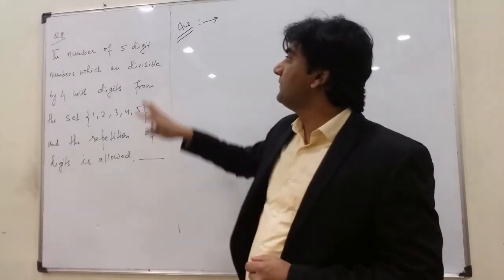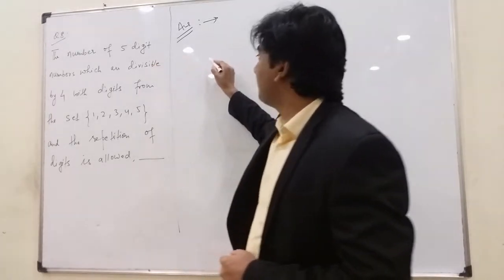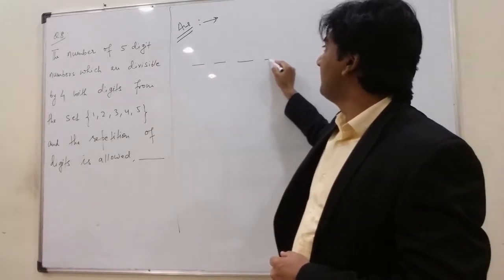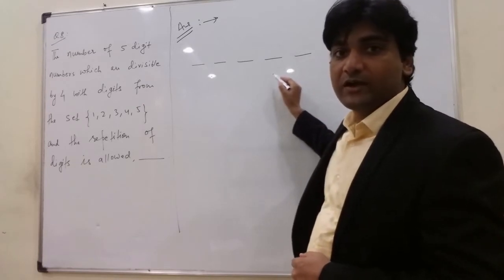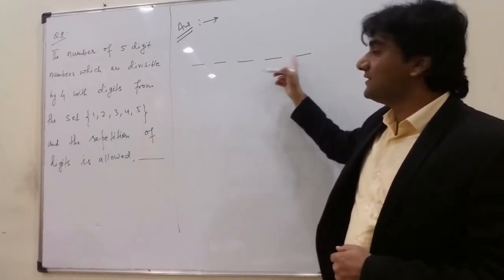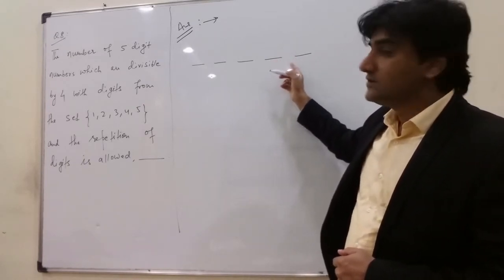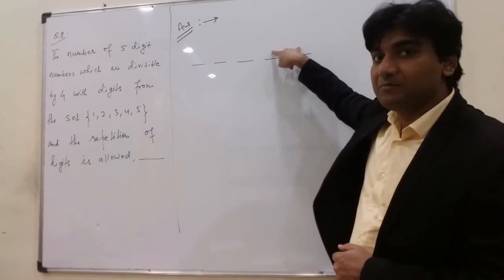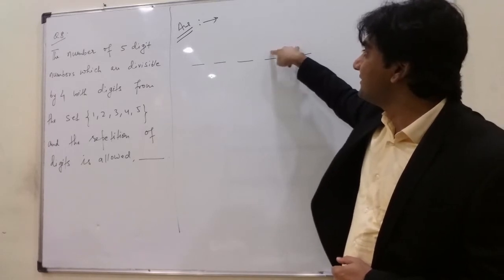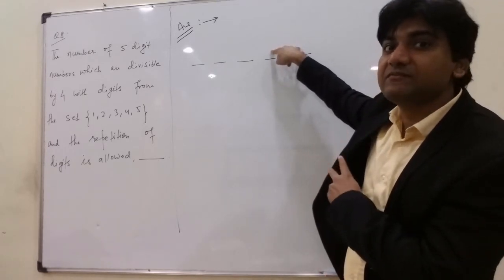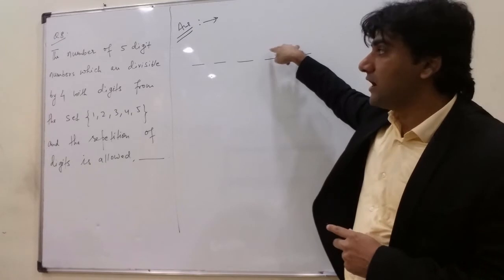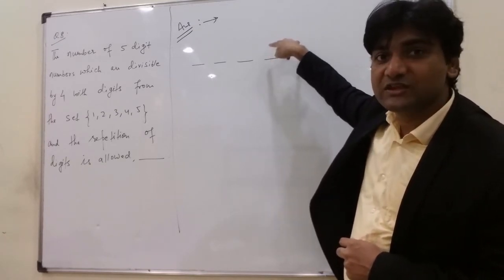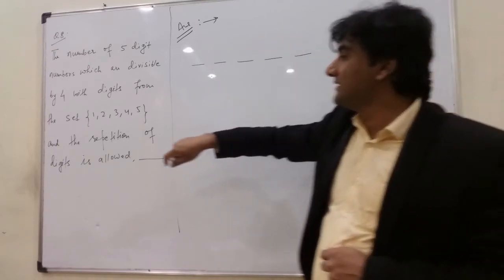So we need to form 5-digit numbers. For example, this is the first digit, second, third, fourth and fifth. These two are the last 2 places. Whatever 2 digits we place here, the last 2 digits must be divisible by 4. So now we have to find what those 2 digits can be. Let's get started.